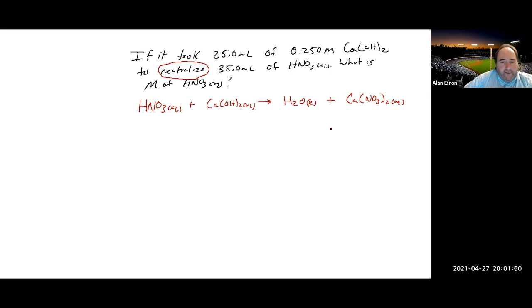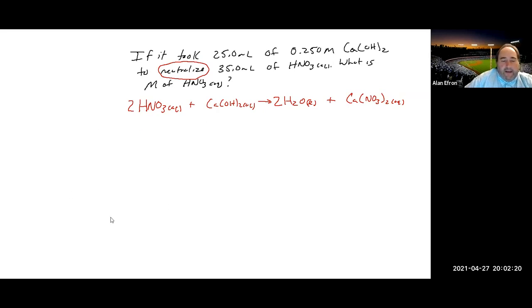Now that we have the right formulas, like we talked about, we want to make sure it's balanced. It's not, so I think we put a 2 there and perhaps a 2 there, and I'm out of 2's, I think, at that point. That is 4 hydrogens on both sides, 8 oxygens on both sides, and a calcium on both sides, so we are balanced at this point. Any questions on that?